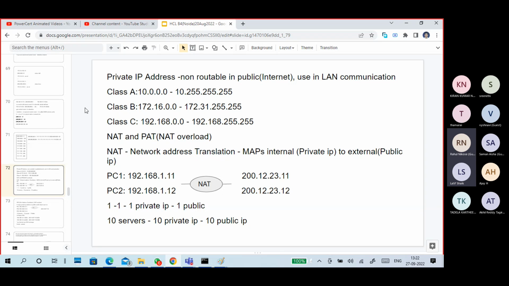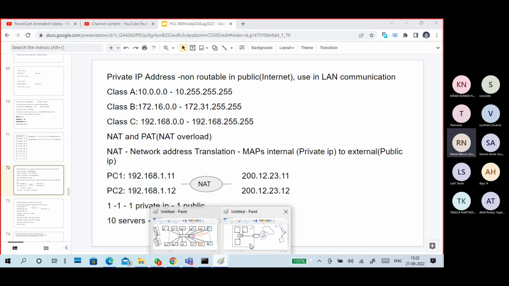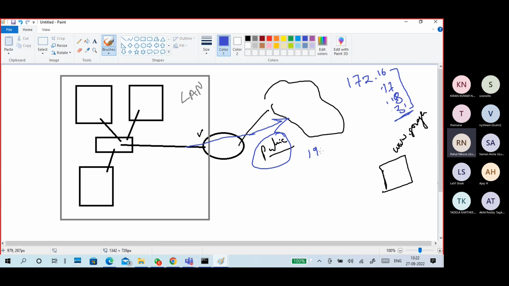So class C: 192.168.0.0 to 192.168.255.255. It means again the same 192.168 means you are already in a private network. 0.1, 0.2, 0.3 like that will go on, right? So from 0 to 255, next 1, 2, 3 till 255. Okay, different networks. This is one network, this is another network, this is another network. Because it's a class C, 3 portions are network portions.